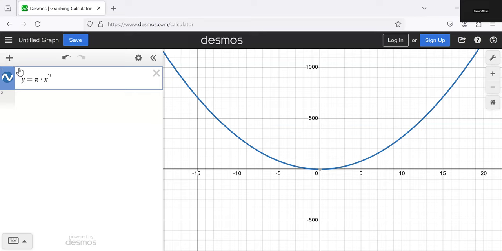And Desmos cannot understand that. Desmos is just looking at this formula. It cannot say x is a radius, it has to be positive. We, the people who are creating this graph, have to recognize that for ourselves.